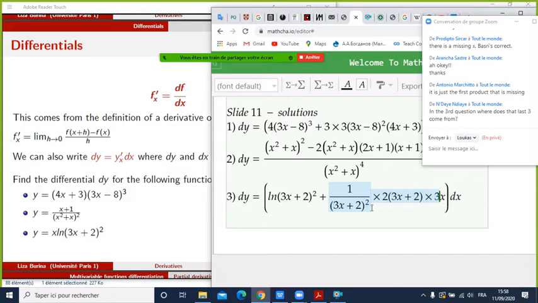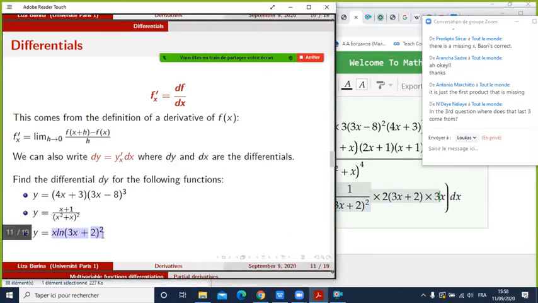Where does the last 3 come from? Let's consider first of all this thing before x. Let's consider this big part. What we were taking is the derivative of a chain, so the derivative of the log of blah blah blah, right?